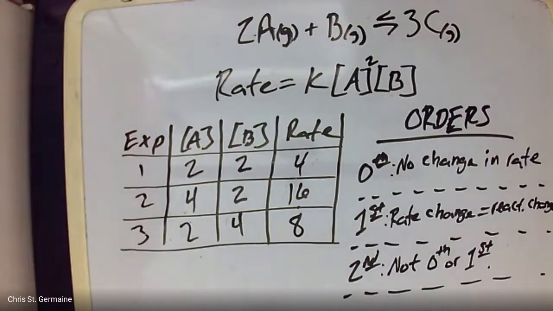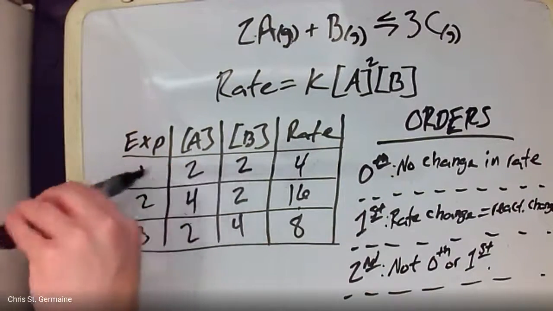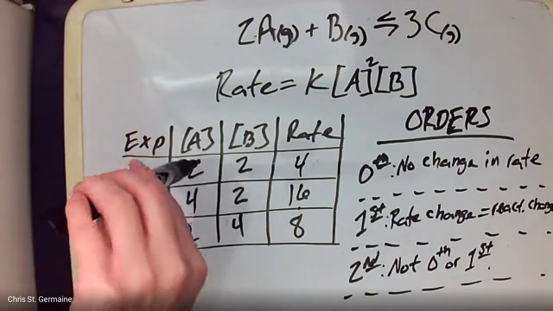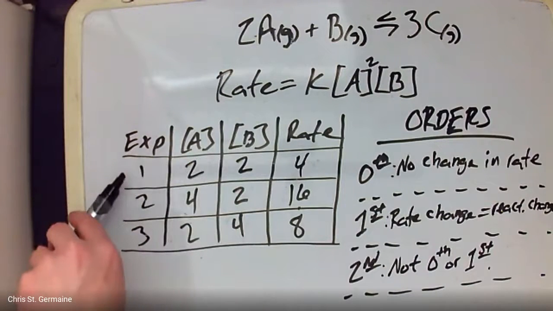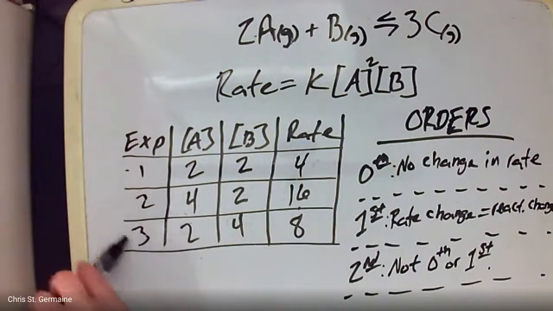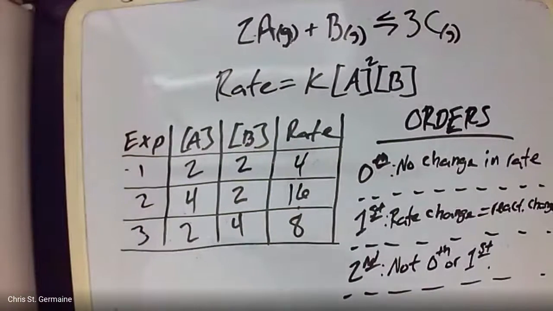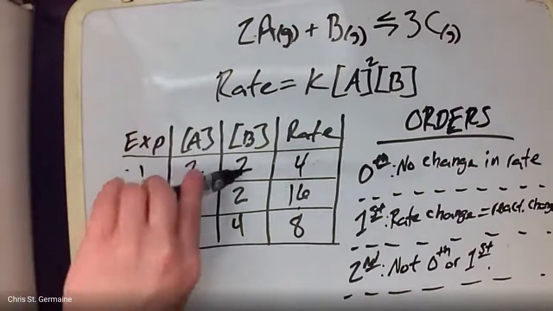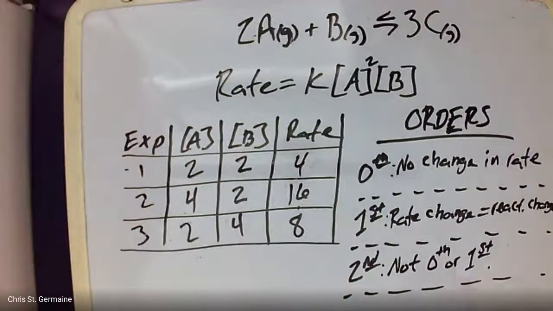And so now to find B, you need to find 2 experiments where A stays the same and B changes. So again, we want to compare 1 and 3, right? We can't compare 2 and 3, but we can compare 1 and 3. So between 1 and 3, B doubles and rate doubles. So the rate change is equal to the reactant change. So B is first order.